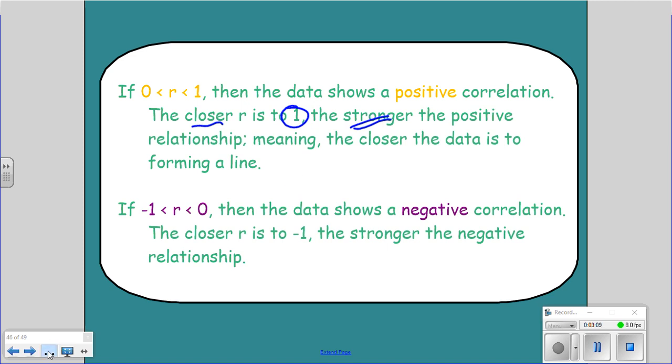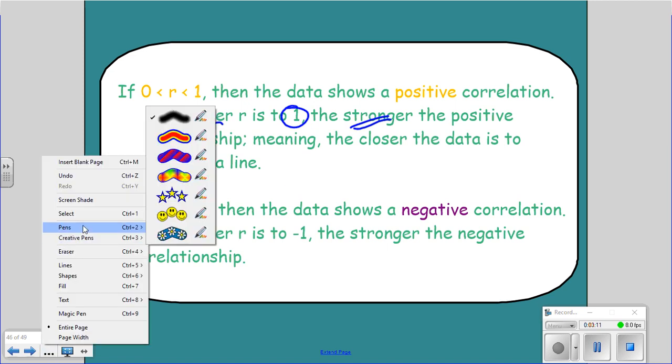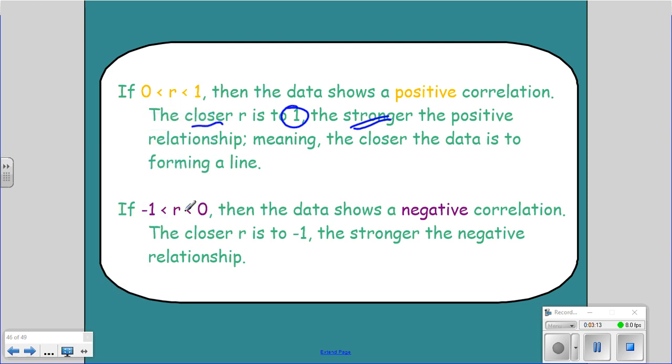On the opposite end, the negative side, that means it has a negative correlation. And the closer it is to -1, the stronger the negative relationship. Again, the data points are almost perfectly in a line the closer it gets to -1. If it gets to -1, they pretty much are a straight line. Same thing with +1.